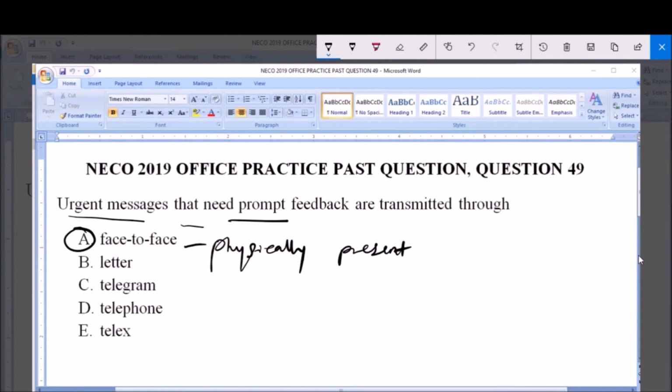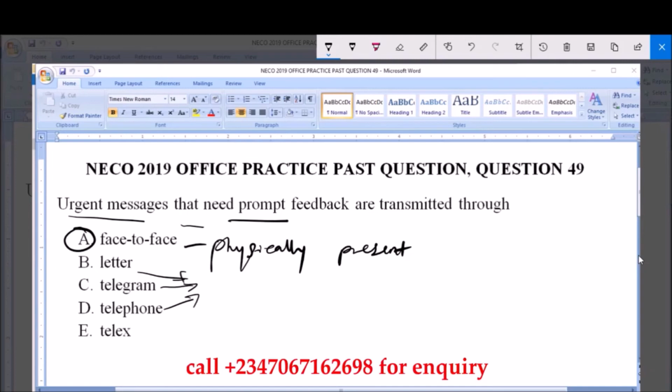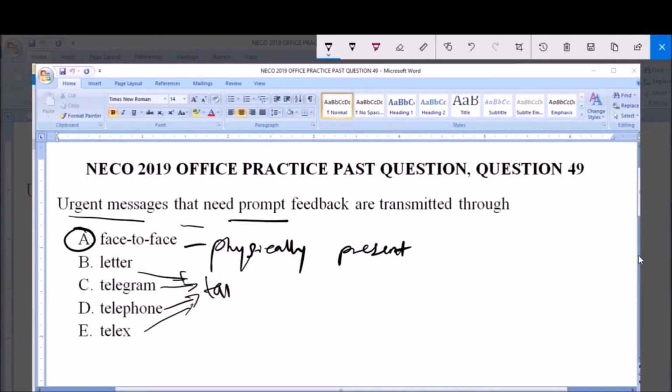And so therefore the most appropriate means of transmission of urgent message that needs prompt feedback is face-to-face transmission, because the two parties involved are physically present. Now if you say letter, it has to be sent, and this will take a while, so it is not urgent. Likewise the telegram will be sent, and also takes time. Even the telephone, you can use it as an audio means of transmission of information, but if the person is not present, he won't be able to answer the telephone. That is, there won't be urgent feedback. Likewise the telex. So therefore all these will take time.